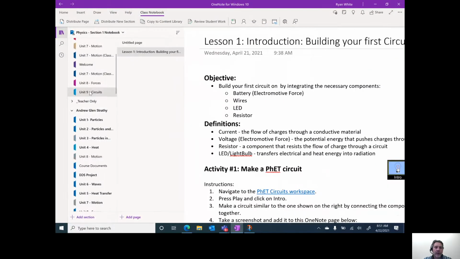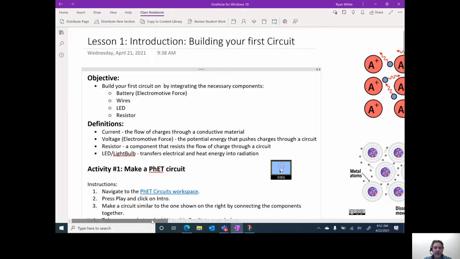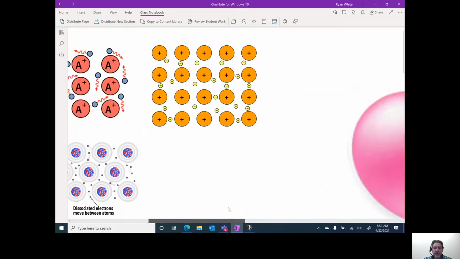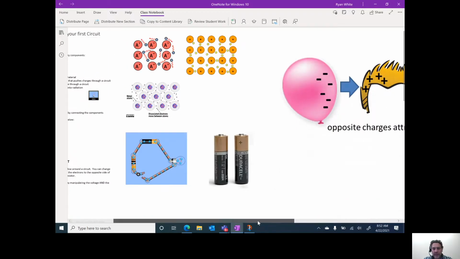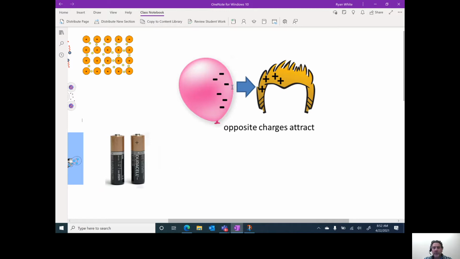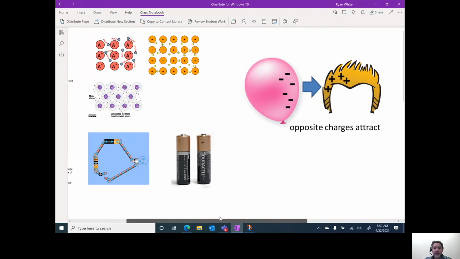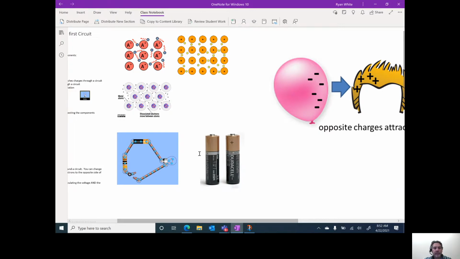So you guys will see a new section on circuits and then a lesson 1 in that section, right? And I put some pictures here so we could discuss, right? So this is a picture that you might be used to seeing, right? After you rub a balloon on your hair, we've all done this experiment, right? The balloon takes off some negative charges and it leaves these positive charges on your head, and then when you put them together, they attract. This is where we get that idea that opposites attract.